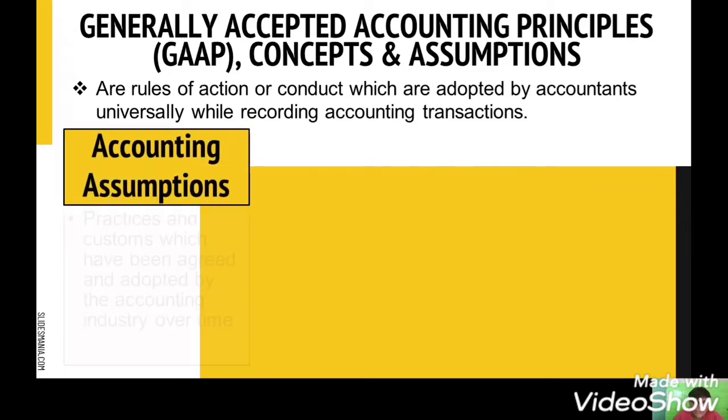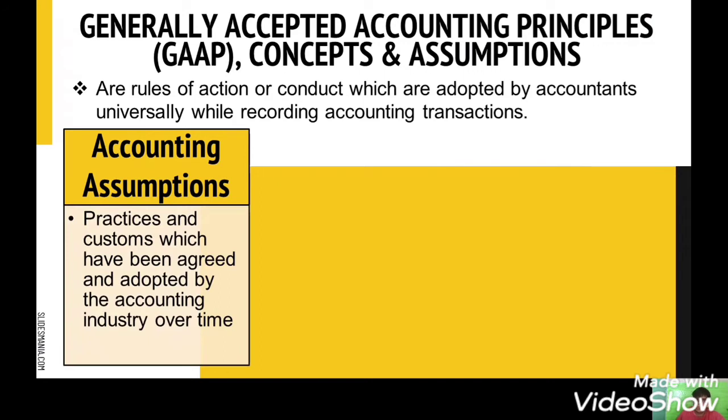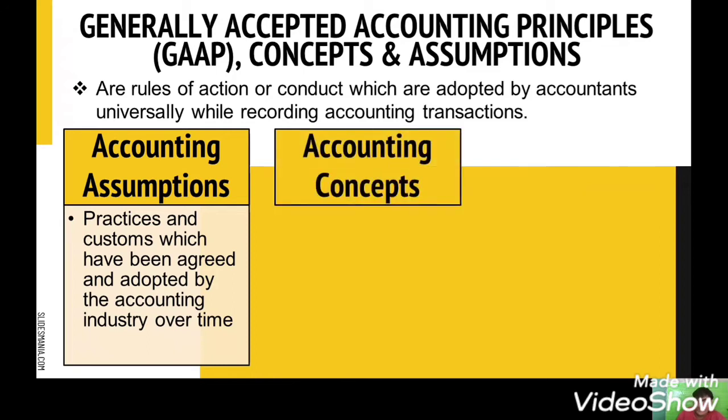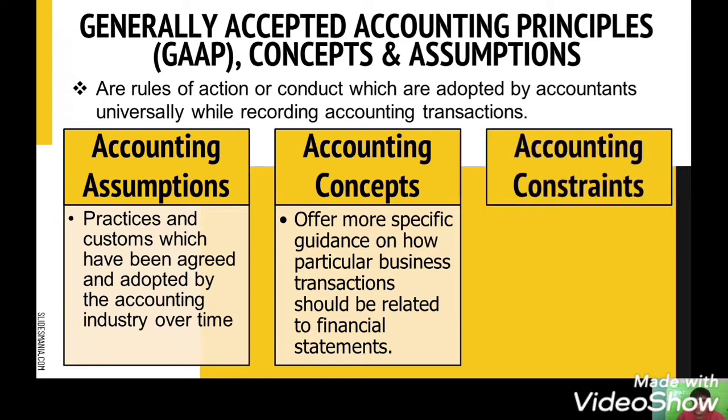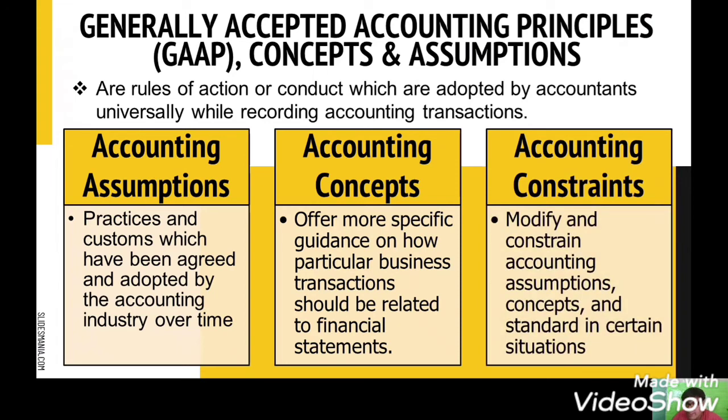You have the accounting assumptions. So what is an accounting assumption? They are practices and customs which have been agreed and adopted by the accounting industry over time. So we all agreed on that. Then you have the concepts. They offer a more specific guidance on how particular business transactions should be related to the financial statements. And the constraints. They modify and constrain accounting assumptions.